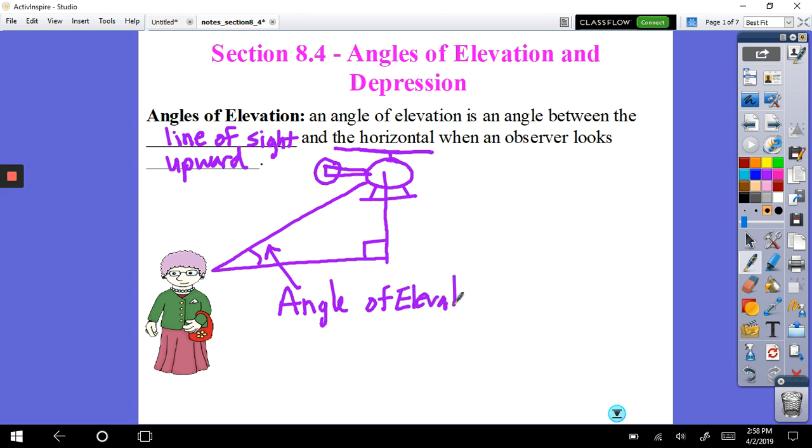So today we're going to have problems that involve this angle and finding a missing side or finding the angle when we know some sides and distances. And so we're going to use those same steps. So let's review those steps from yesterday.